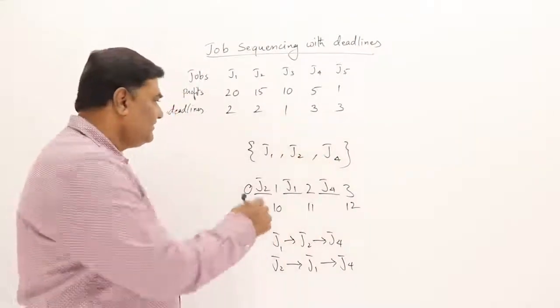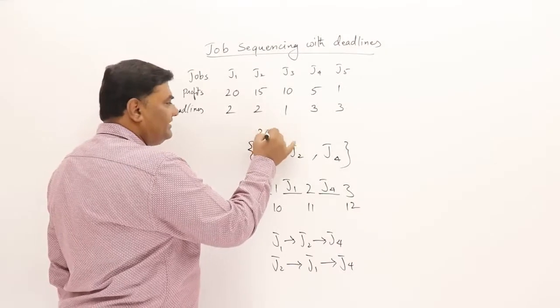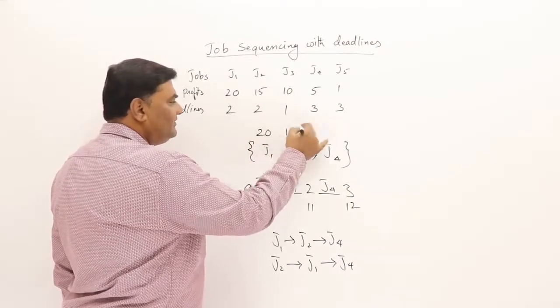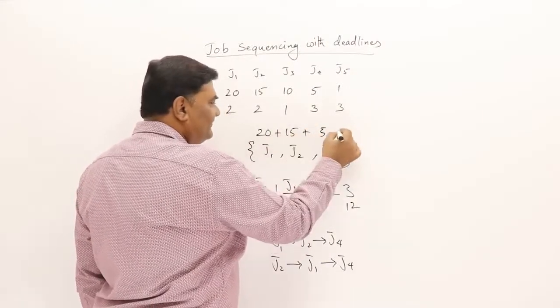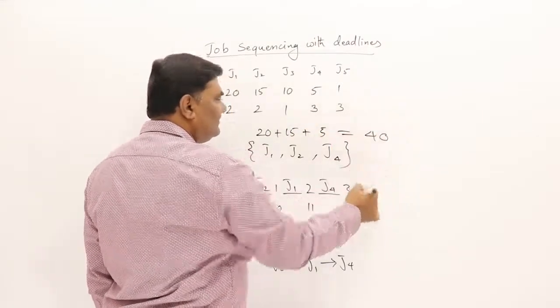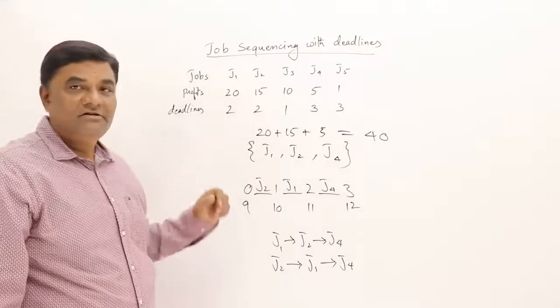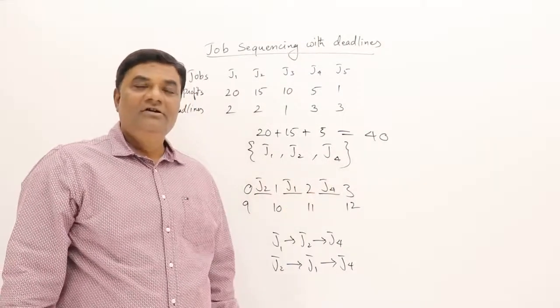Total profit will be: this job is 20, this job is 15, and the profit of this job is 5. So it is 20 plus 15 plus 5, which is 40. So the total profit that we gain will be 40.